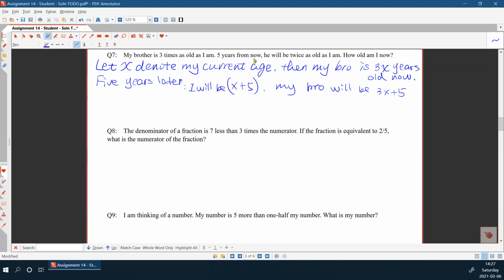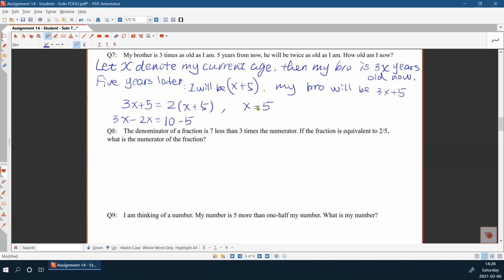And it says 5 years later, he will be twice as old as I am. That means his age is twice my age at that time, right? Okay, so this is our equation. And from this equation, we can find our x. Okay, this means 3x minus 2x is 2 by 5 is 10. And put 5 to the right hand side. Then you have x equals 5, right?